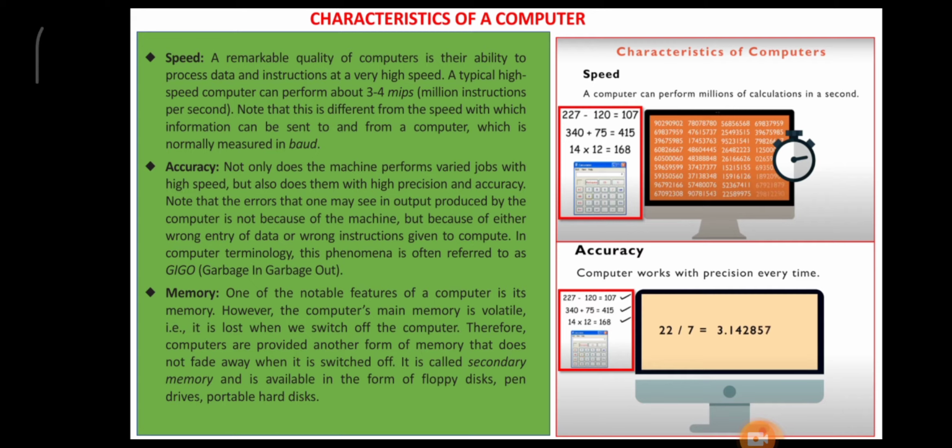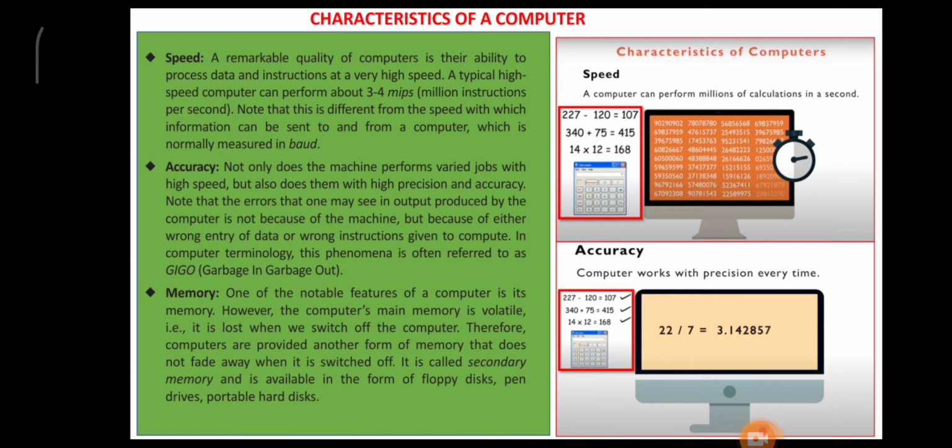Note that the errors that one may see in output produced by the computer are not because of the machine, but because of either wrong entry of data or wrong instructions given to compute. In computer terminology, this phenomenon is often referred to as GIGO, that is nothing but garbage in, garbage out. Now look at the right hand side, the example is very clearly given. Computer works with precision every time, that is how accurate it is.